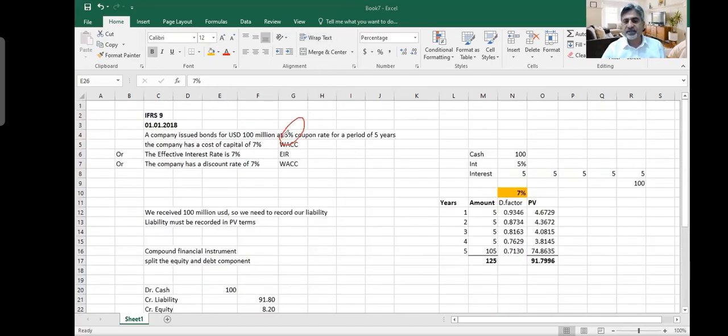The role of this 5% is only to find out how much money you have to pay out as annual interest, which is 5 million. That's all. My 5% has only this role: find out the interest payments. So you asked me which interest rate to use. The 5% will be used only for calculating interest payment; compounding and discounting will all be done with the effective interest rate, cost of capital, discount rate, whatever terminology they use.